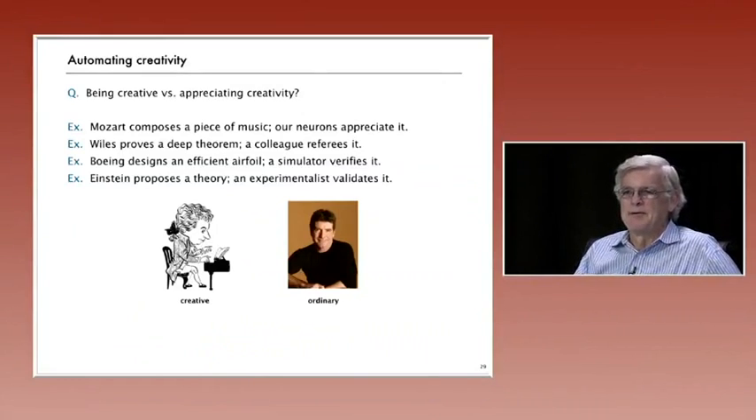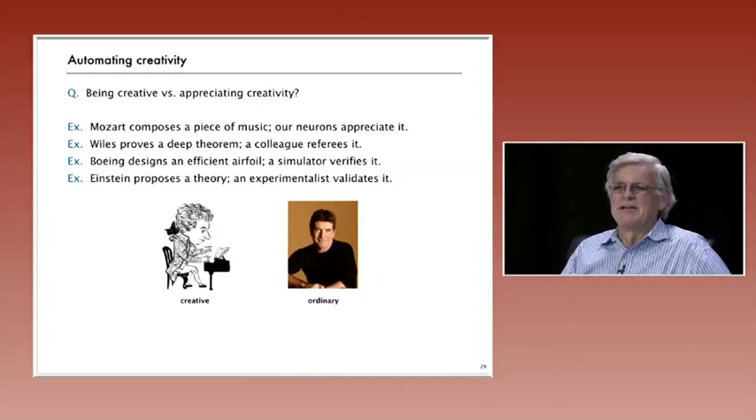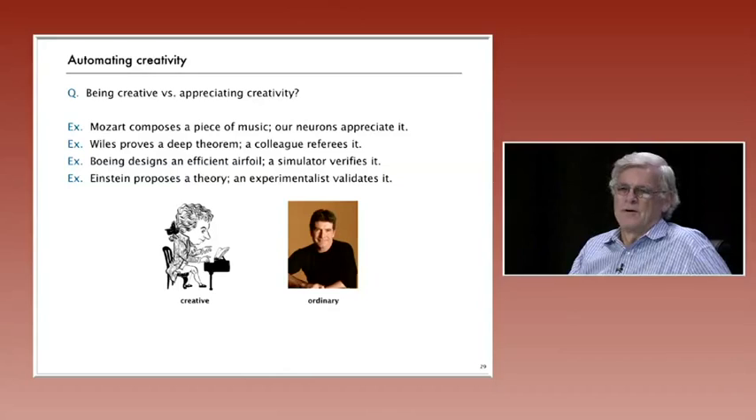Here's another way to think about P versus NP. It's like the idea of automating creativity. It's one thing to be creative, it's another thing to appreciate creativity. So Mozart comes up with a piece of music. Once that thing is created, we can appreciate it. Or Andrew Wiles proves Fermat's Last Theorem, and however he came up with it, there's a way to check it. Somebody can check it. Or somebody designs an airfoil or an airplane wing, we can verify that it has the properties that it's supposed to. Or Einstein proposes a theory, somebody can validate it.